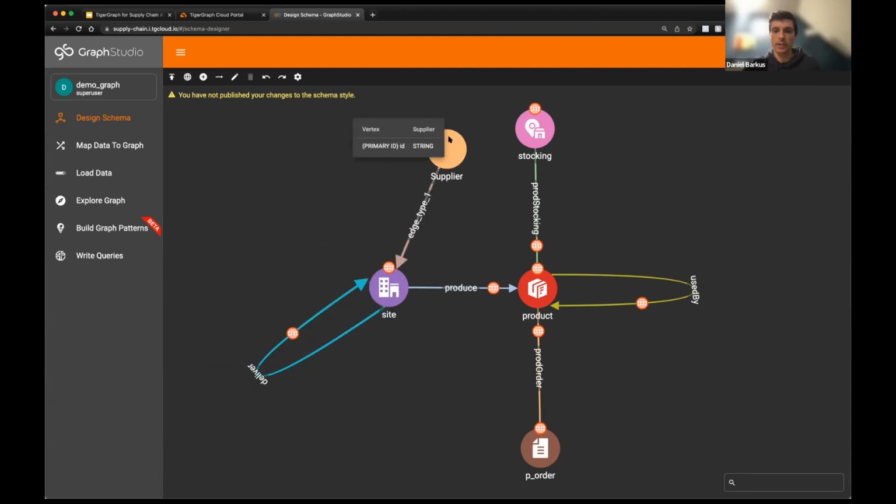And then lastly, we have a supplier, which supplies raw material to a particular site. That way they can produce a product, which can then be used by other products or ordered by customers. So that's the basic idea of what we'll be storing here. And let's take a look at poking around in the graph, seeing what that looks like.